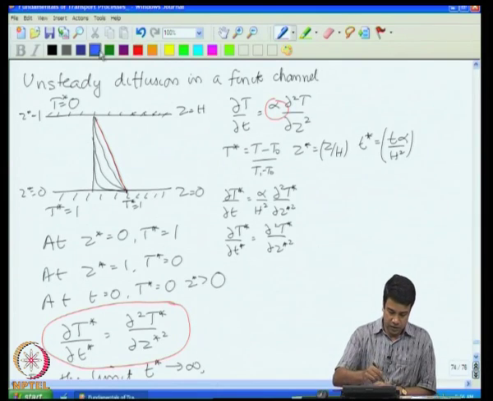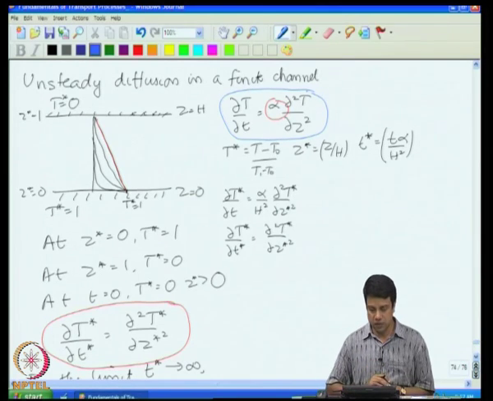Okay. The differential equation that we consider is the usual one for the unsteady case with no sources and no sinks. It is just the partial of temperature with respect to time equal to alpha times d square T by dz square. And T star is equal to 0 at z equal to 0, T star is equal to 1 at z equal to 0, 0 at z equal to h.